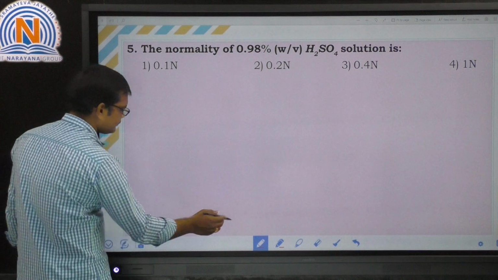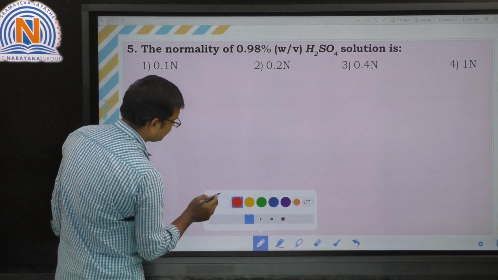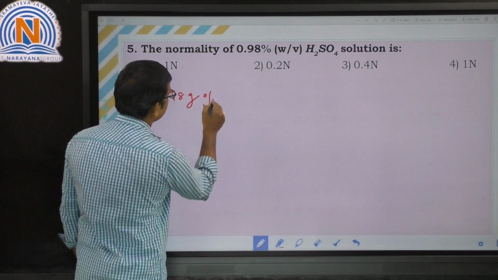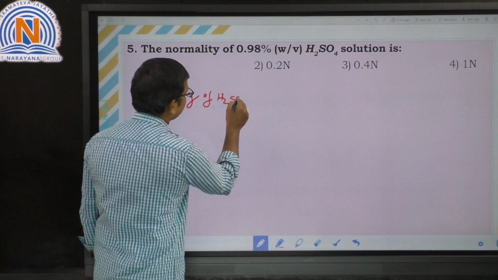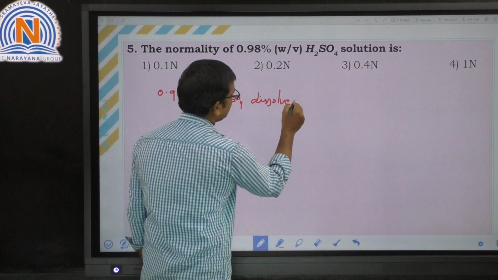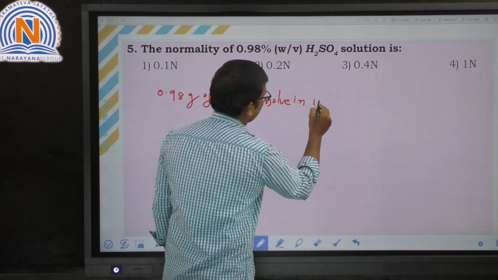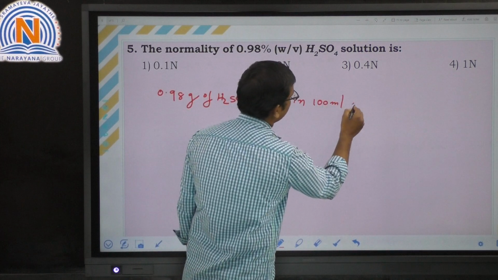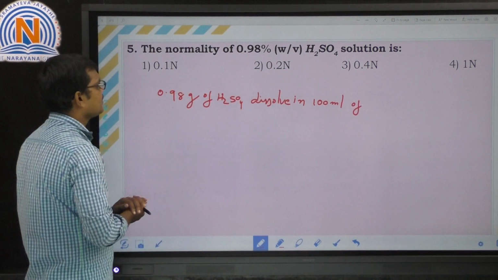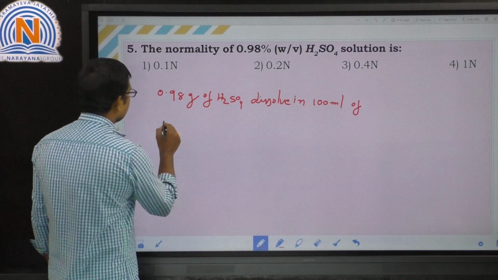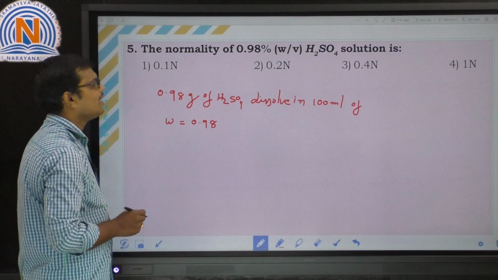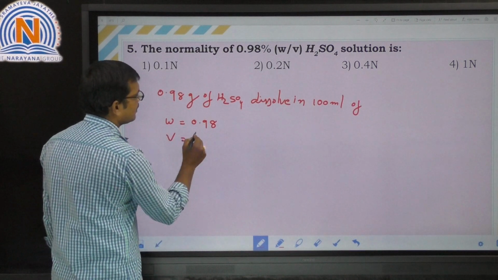See, 0.98 grams of H2SO4 dissolved in 100 ml of water, 100 ml of solution. So here, what is the given information? Weight is given, 0.98, and volume is also given, 100 ml.